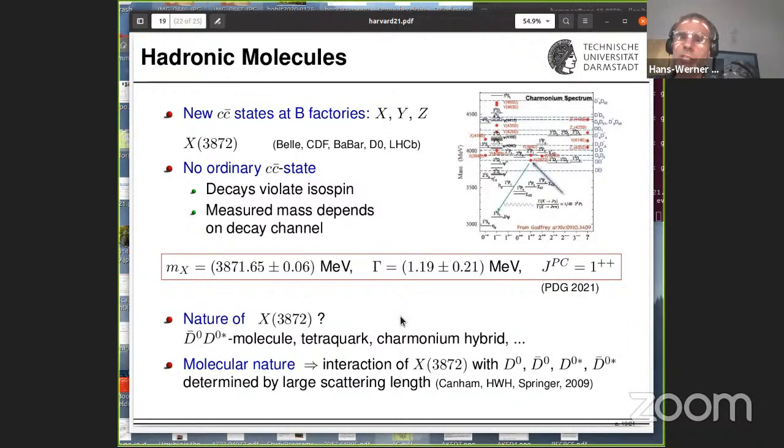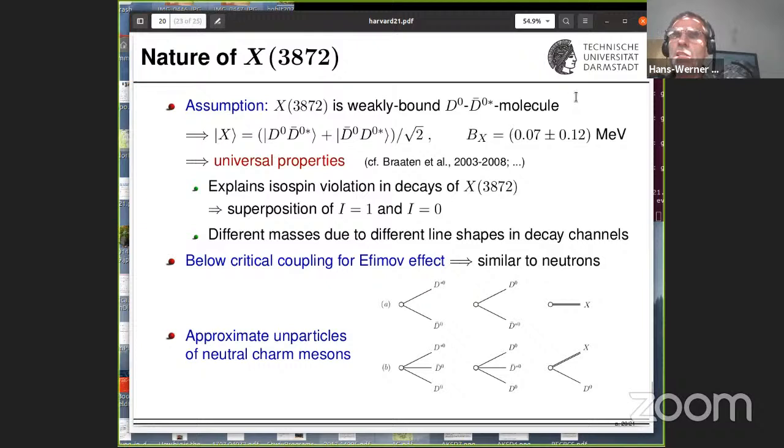If you take this assumption, you can derive certain properties of the interaction of this X with other D mesons, and essentially you can describe it by the same effective theory that I used in the talk before. So assume this is a weakly bound molecule of D mesons with a particular wave function that is constructed so that it has even C parity, because this is what is measured. And if you look at the binding energy of this molecule relative to the threshold given by these D mesons, it is 0.07. This now also results in a very large scattering length, but in contrast to neutrons the scattering length is positive because this is a bound state. In the neutron case it was negative, a virtual state, because the two neutrons are not bound.